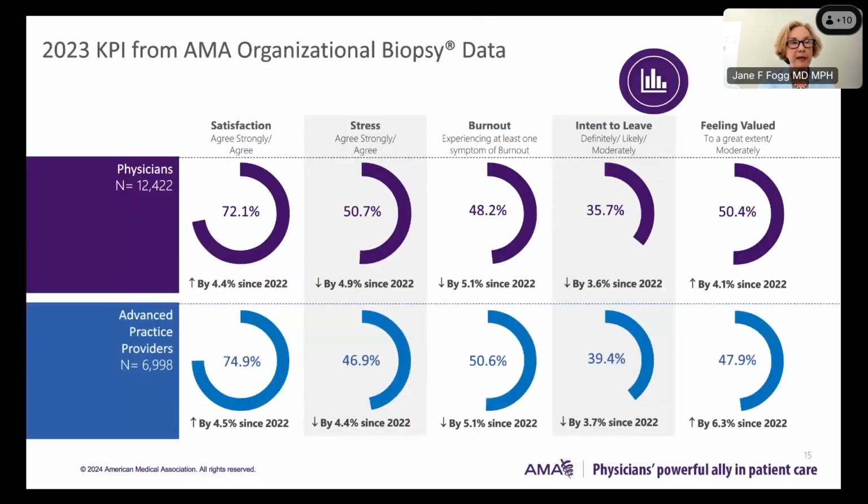This biopsy allows organizations to assess not just burnout, but satisfaction, leadership, culture, efficiency of practice, a variety of things that let them better understand how their workforce is doing. We also pool that data so we're able to provide benchmarks. We also use the data to drive research and find further associations in how we manage our practices and how that might affect burnout.